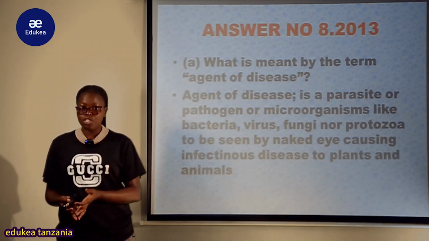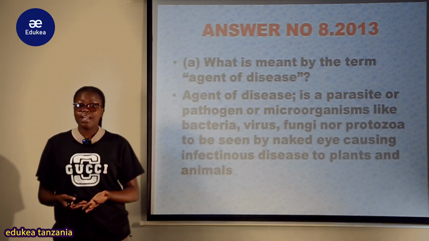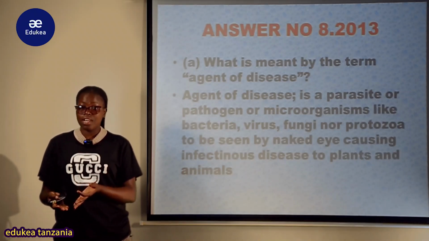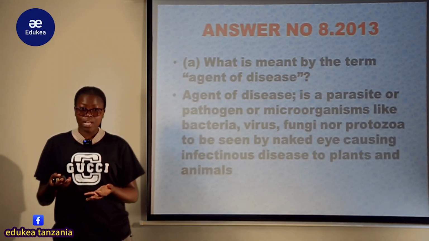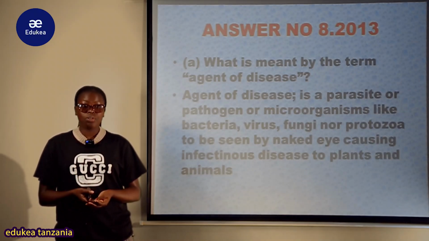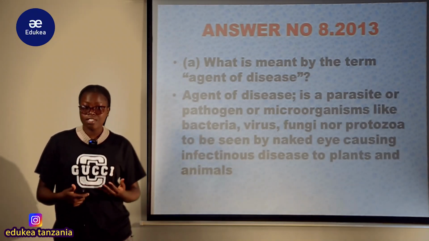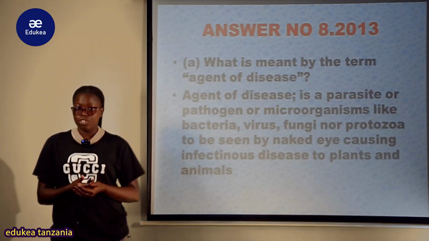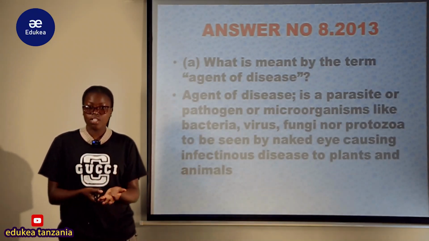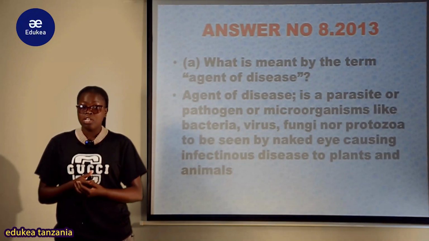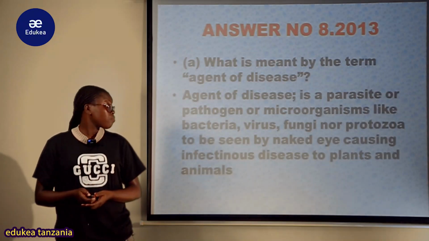So tutazungumzia the agent, anaweza akawa either ni parasite, anaweza akawa ni protozoa, anaweza akawa ni microorganism. Microorganisms, these are the organisms which cannot be seen by the use of naked eyes. So for example, virus ni micro, the bacteria, these are micro, protozoa. So they tend to cause the disease or infectious disease to plant and animal. So these are the agents of the disease. Their main effect is causing infectious disease to a particular plant and animal species. So this is what is known as the agent of disease.